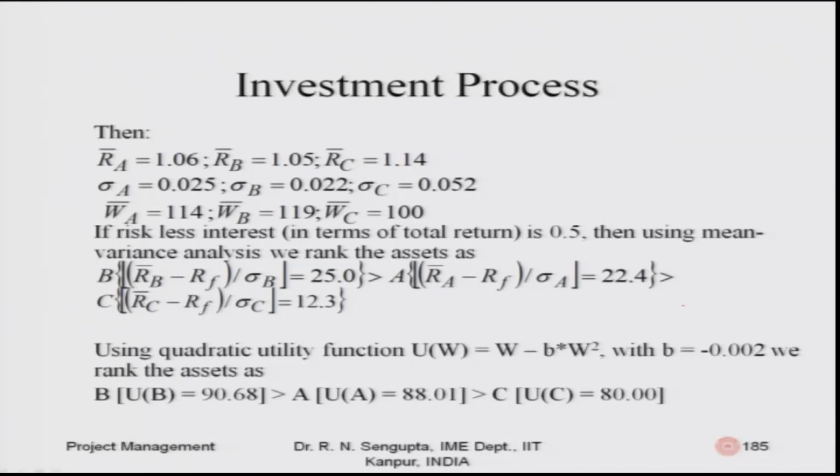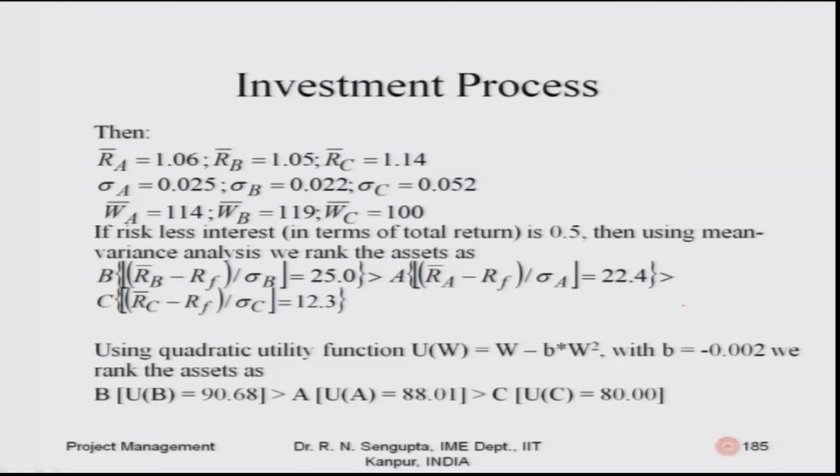And similarly, I find out the standard deviation using very simple calculations as prevalent in statistics. I find the standard deviation for A as 0.025, B as 0.022 and C as 0.052. They can be converted into percentages also. Now, I consider, say for example, the average prices W_A, W_B and W_C as 114, 119 and 100.